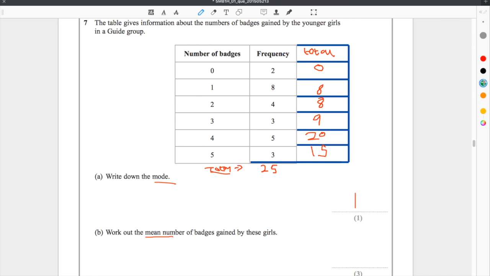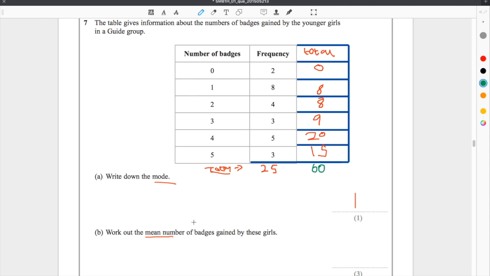And we'll write in a different colour for this column. 0 plus 8, 16, add 9, 25, plus 20 is 45 and plus 15 is 60. And again, this is a calculator paper, so don't try and work these out in your head when you could be using a calculator, because it's quite easy to make a mistake.